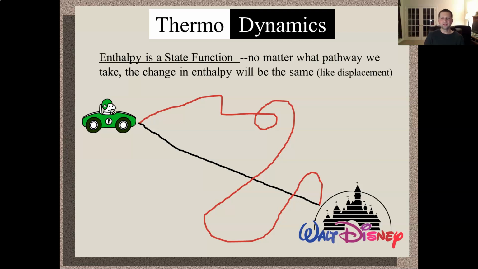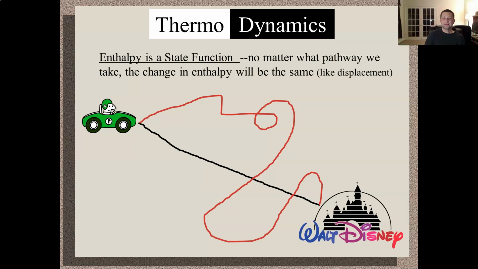Well, the answer is no. The distance between York and Disney World is X number of miles, right? That didn't change. That's consistent. Now, we could expend different amounts of energy getting there, right? But the overall displacement is the same, all right?